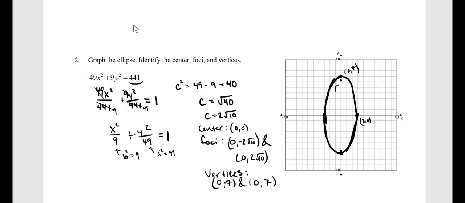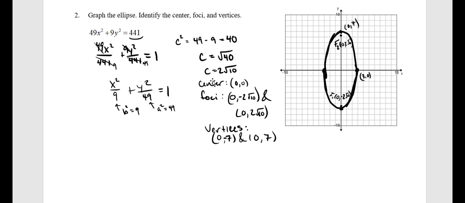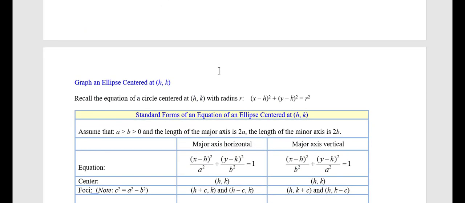And these foci, the top focus is at 0, 2 root 10. And the bottom focus down here, 0, negative 2 root 10. Right? So I think we've got it all. That's our picture, and those are our details all laid out for us.